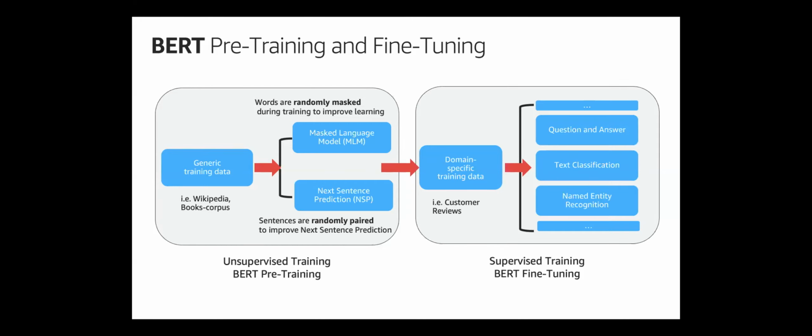And then in the second step, which is a supervised training, you basically fine-tune it to your specific data set. Let's say you're doing maybe text classification based on customer reviews, and you want to say, is it a positive review or is it a negative review, or you want to classify maybe in star ratings.